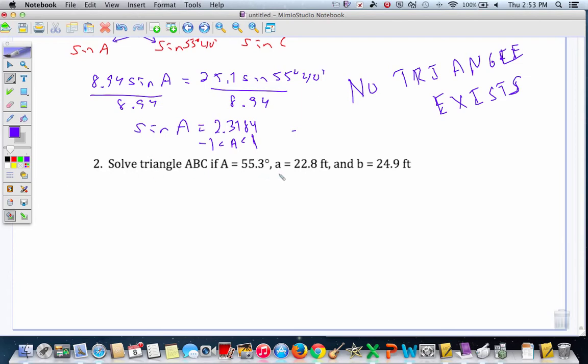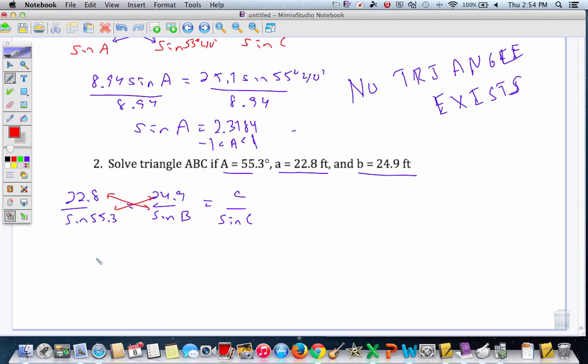We'll start all over again, solve our triangle. If A is 55.3, side A is 22.8, and side B is 24.9. Noting right off the bat we have two sides and one angle. I'm going to set up my law of sines, 22.8 over the sine of 55.3, 24.9 over the sine of B, and we don't know side C, nor do we know angle C. So as we mentioned in the step-by-step process, there's only one item we can solve for right now, the first obvious angle, which is sine of angle B.